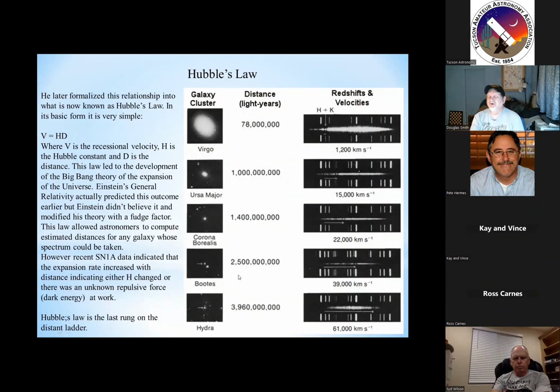Then you're out at 2.5 billion light years, and the lines are shifted way over here. And then there's a galaxy in Hydra that's almost 4 billion light years away. And here the K lines are almost shifted right off the spectrum into the infrared. They're well off to the right. So Hubble's law is still used today as a way of estimating distances to galaxies. But we know that there's probably something wrong with it.